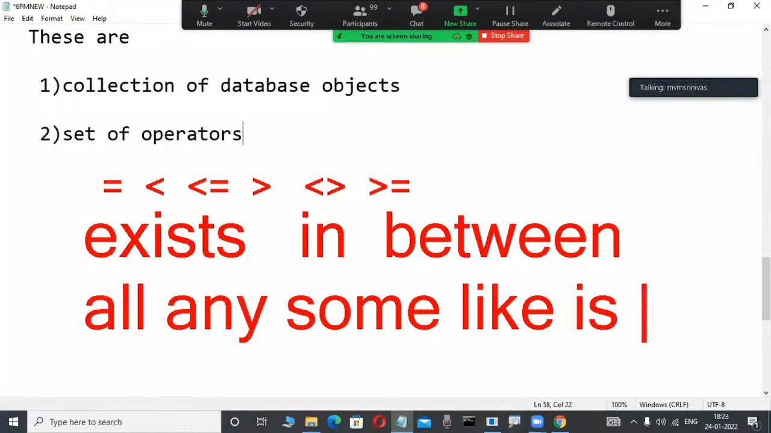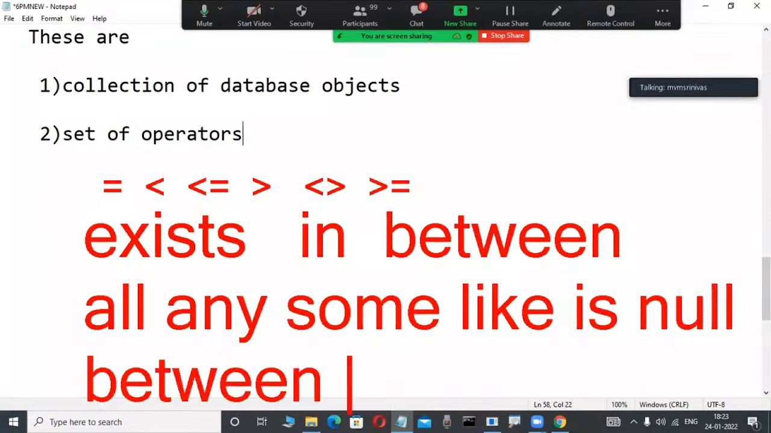Like is an operator, is null is an operator, between is an operator. This type of so many special operators are there. What is exist, what is in, what is the difference between exist and in, where we are using them, what is the performance tuning, all those things we are learning in our course.